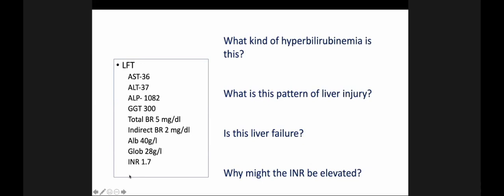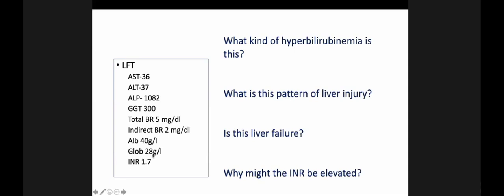So the functions of the liver, from here we can look at the synthetic functions. So the production of albumin. Albumin is at 40. Around 30 to 40 should be normal. That's the normal range, yes. And globulin is also another synthetic function. So that is around 20.